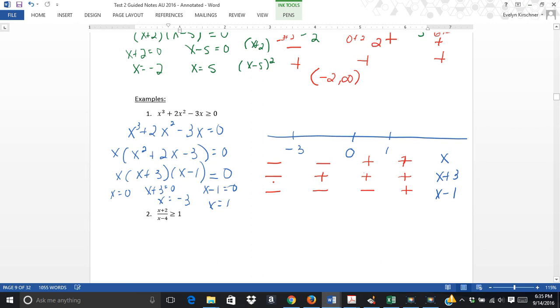Now I multiply. Negative times negative times negative is negative. Negative times positive is positive. Negative times positive is negative, and all three positive is positive. I want it greater than or equal to 0, so these are the areas I'm interested in. So my final answer is, and now it's equal, so I can put the square bracket, negative 3 to 0, union 1 to infinity. And if you want to, go ahead and graph this, and you'll see that that is where it is above the x-axis.